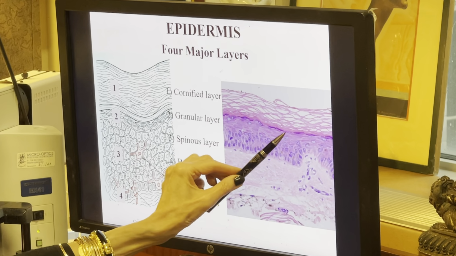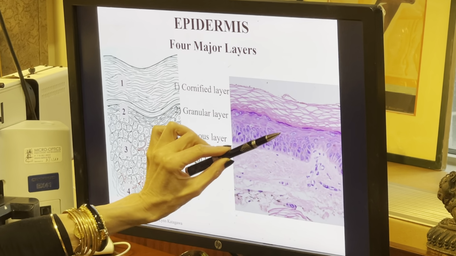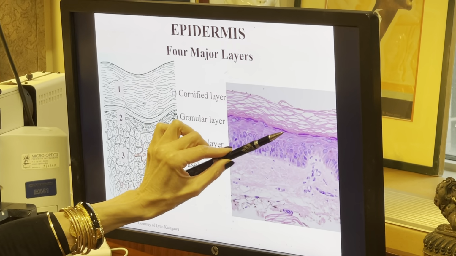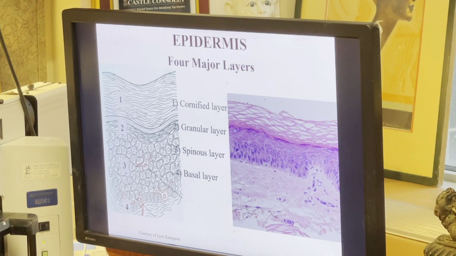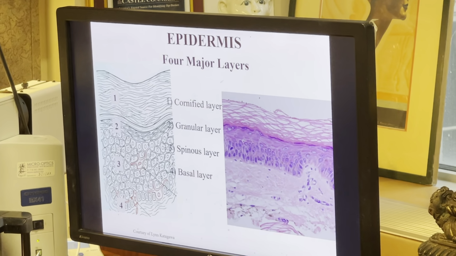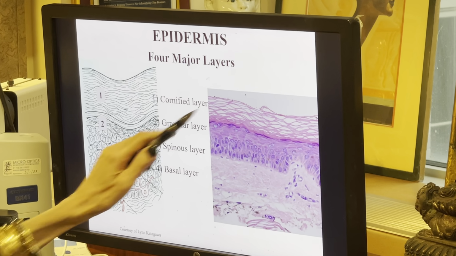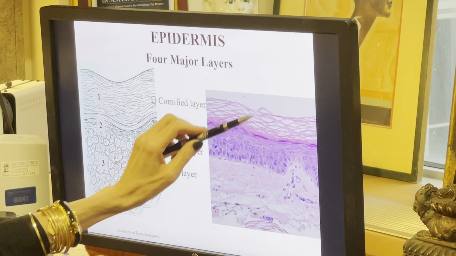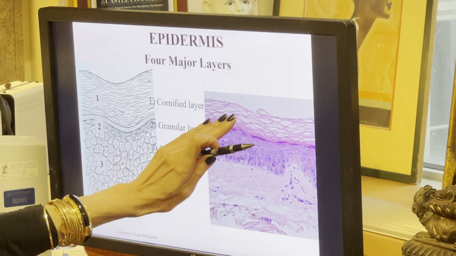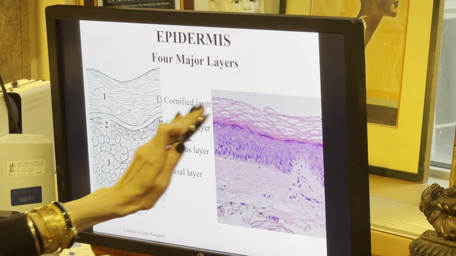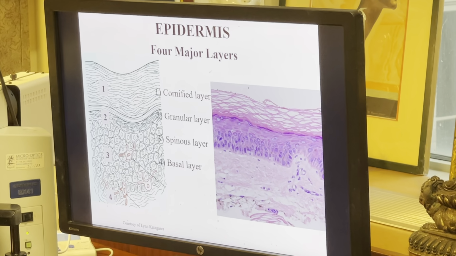One of the cardinal hallmarks of the granular cell layer are these basophilic granules, which represent profilaggrin, which is the precursor to filaggrin, which is very key for the structural integrity of the top layer of the epidermis, which is the anucleated cornified layer, also referred to as the stratum corneum.